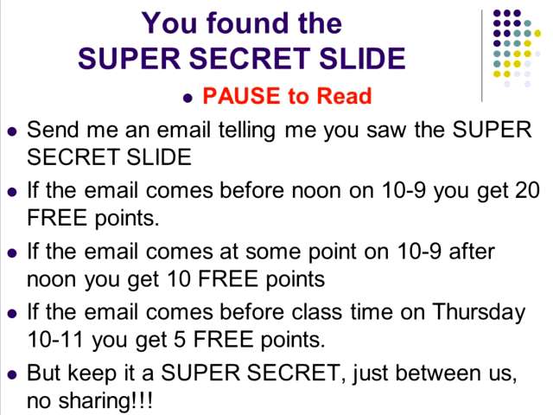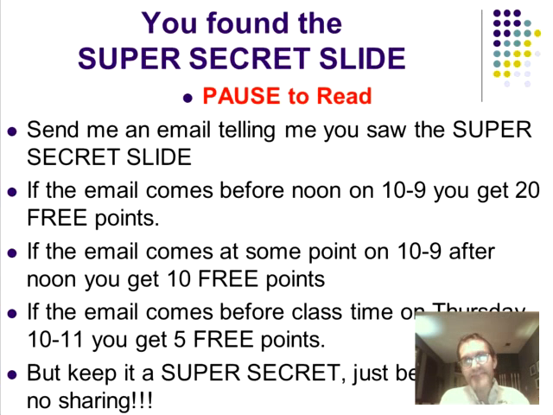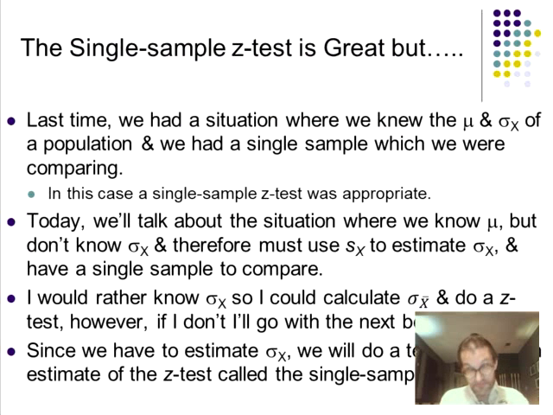We had an example, again, in the z-test, where we had a known population average, a known population standard deviation, and a sample that we would like to test whether or not it is different from that population. Okay? So when that was true, that we knew mu, sigma, and a sample, then a single sample z-test was the appropriate statistic.